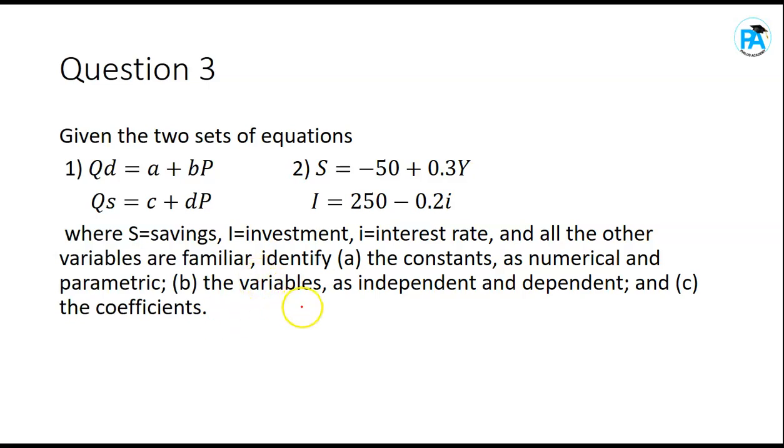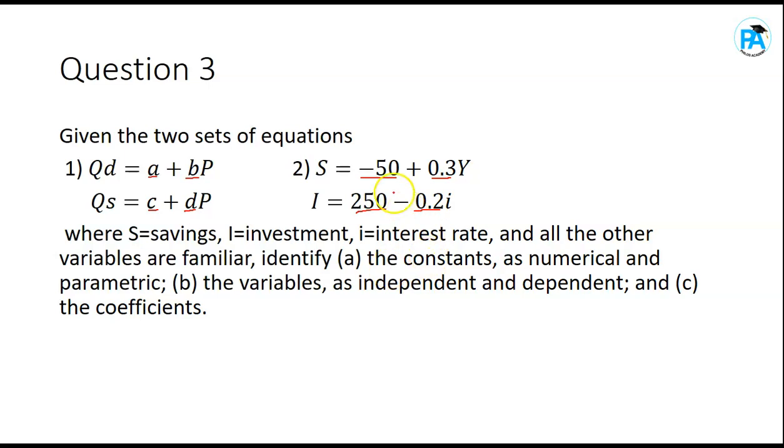To answer A, please listen. The constants are a, b, c, d in equation 1. And in equation 2, the constants are negative 50, 0.3, just 0.3, then 250 and negative 0.2. Those are the constants. Are you following? The question went further to ask you to identify them as numeric and parametric.